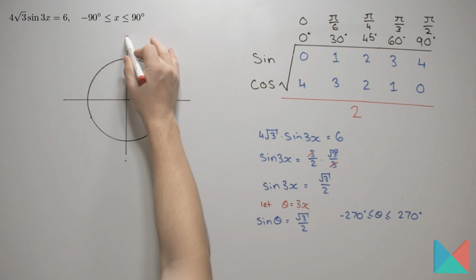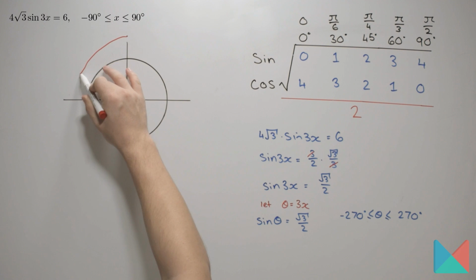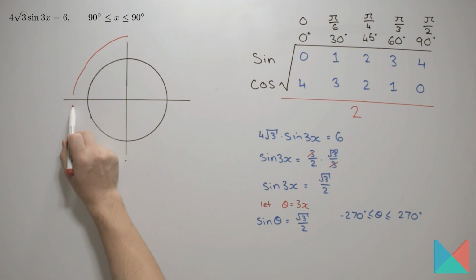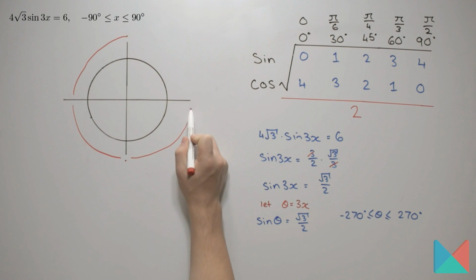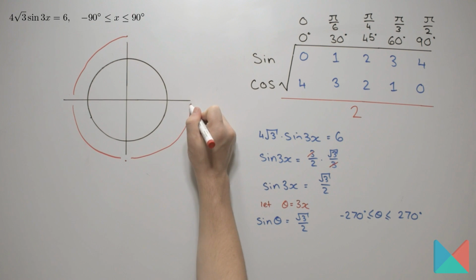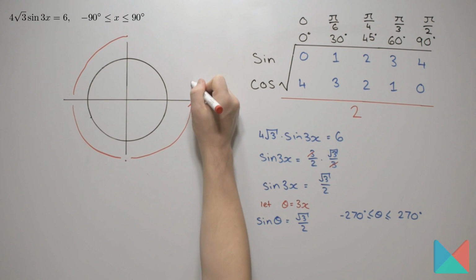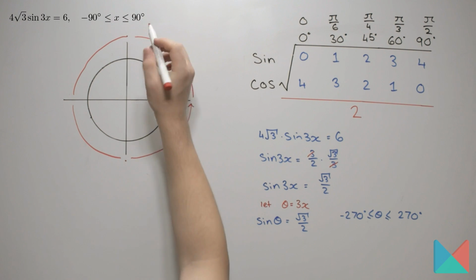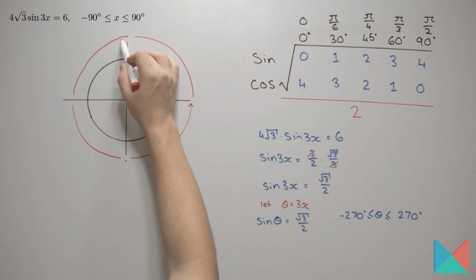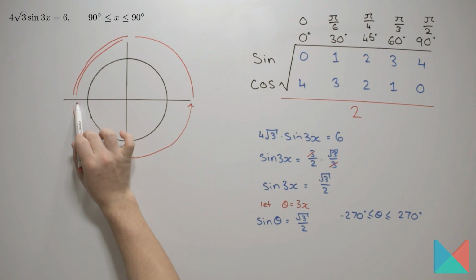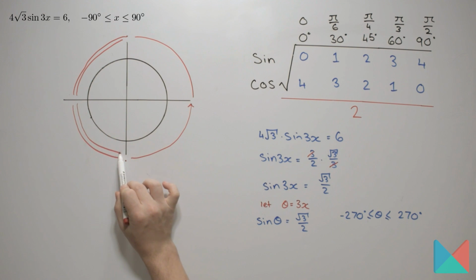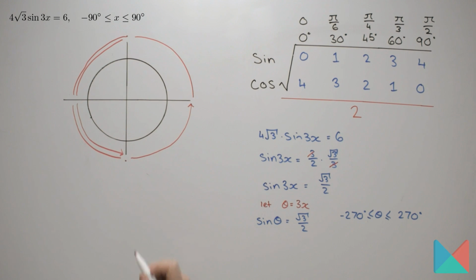So what we're actually going to do is go from negative 270, this will be negative 180 now, negative 90, then we're at 0, and now we need to go back around to positive 90, positive 180, and then positive 270. So this is our domain here.